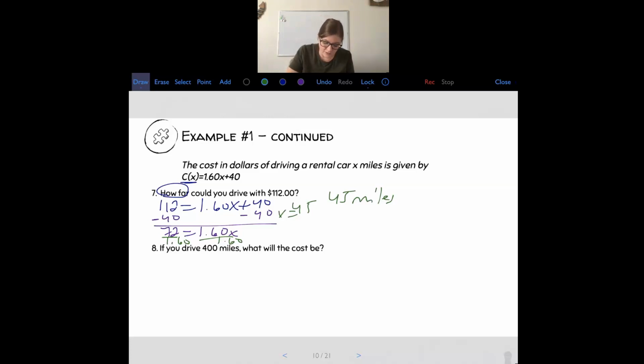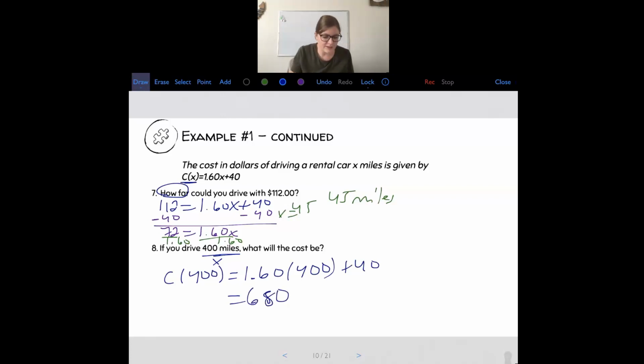Okay. Question 8, if you drive 400 miles, what will the cost be? In this case, we're given x. Remember, x is number of miles driven. And now we're looking for cost. So we're looking for c of x when x is 400. We're finding c of 400. That would be equal to 1.60. Remember, it costs $1.60 per mile. So if we're driving 400 miles, it makes sense that we're taking 1.6 times 400 plus 40. We put this into our calculator. 1.6 times 400 plus 40 is equal to 680. So it costs $680 to drive 400 miles.